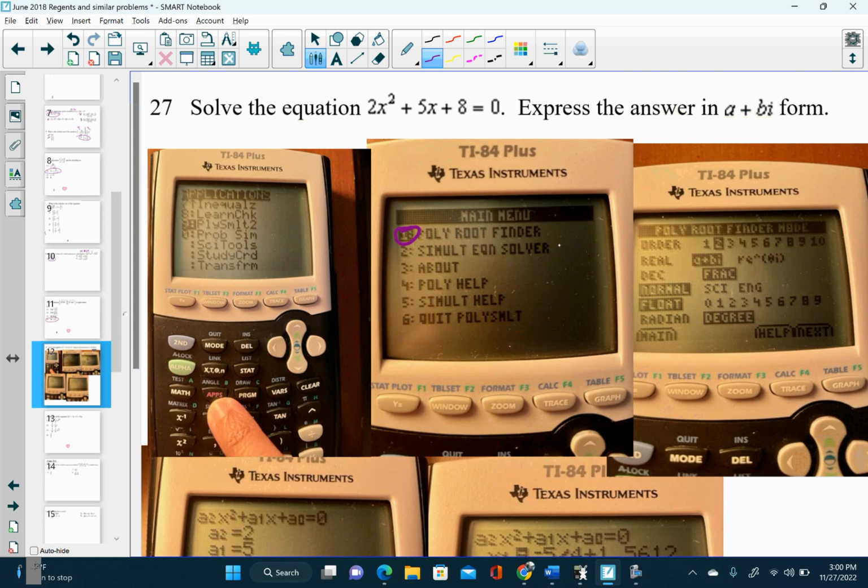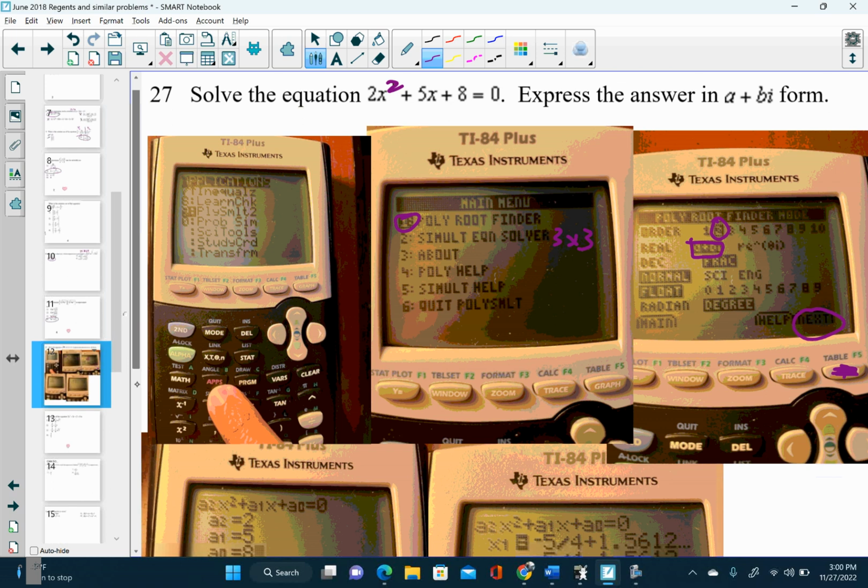This one is when you're looking to do 3 by 3, like you have x, y, and z and you're looking for them. That's not what we have right now. So we're going to do option number 1, polyroot finder. This should be on default 2. And why? Because this is the order, right? The highest exponent is a 2. It says put it in a plus bi form, so make sure your calculator says a plus bi form. So go down and go over to the right, hit enter. I want my answer in a fraction, and then you're going to go ahead and hit the graph button. So hit graph to hit next.